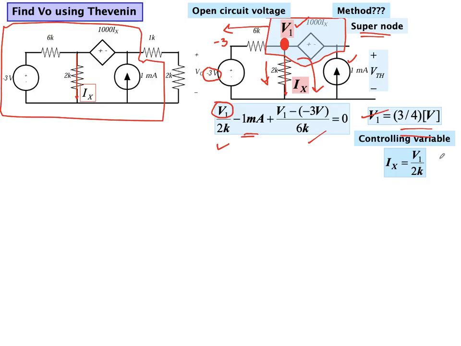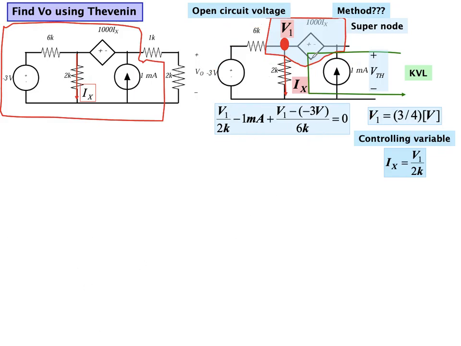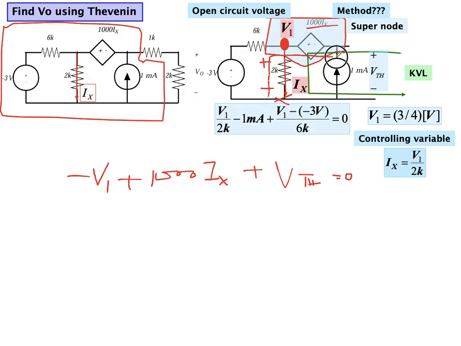Okay, so the controlling variable is V1 over 2K. We've already seen this over here as well. And now in order to find Thevenin, let me just clear it. We can apply KVL here. Maybe we can start from this point. Because the current is flowing from top to bottom, it is plus minus. So it is minus V1, and then plus 1000 Ix, and then plus Thevenin equal to 0. So we have gone like this, and then from here it is back to this point.